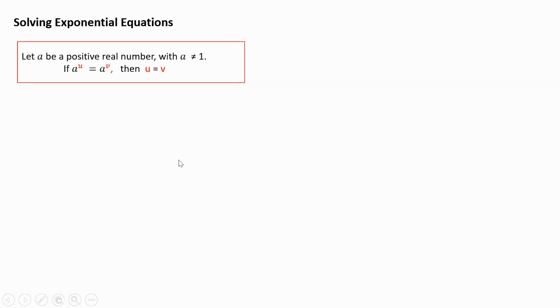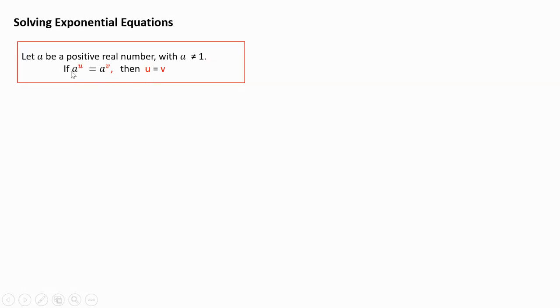Okay, now let's start with the first rule here. Let a be a positive real number with a not equal to 1. So here's my condition, right? If a to the u equals a to the v, then the exponents must equal to each other. Then u must equal v.